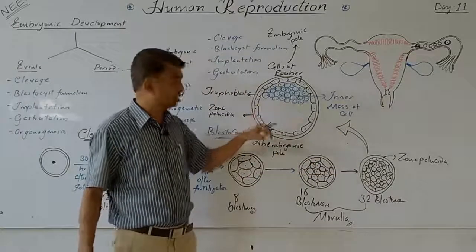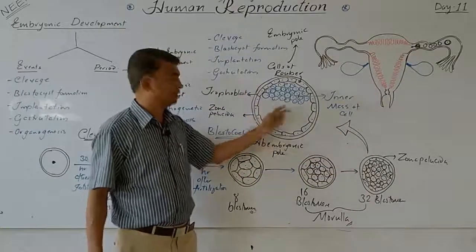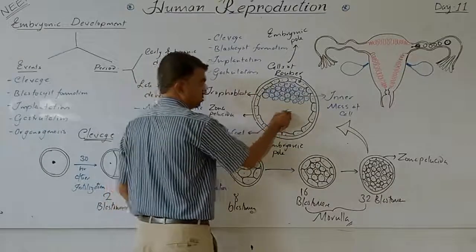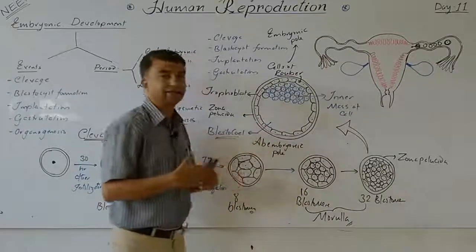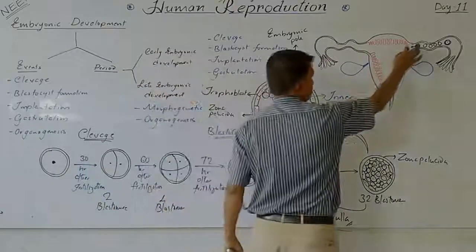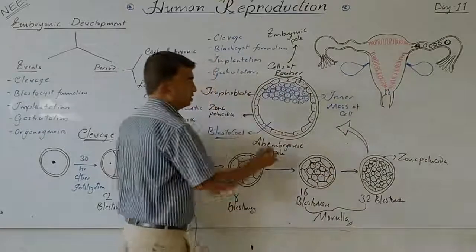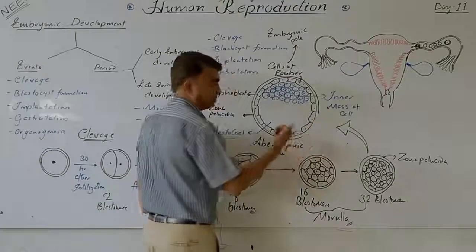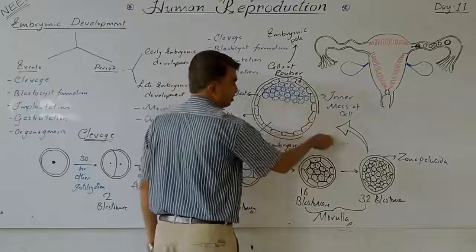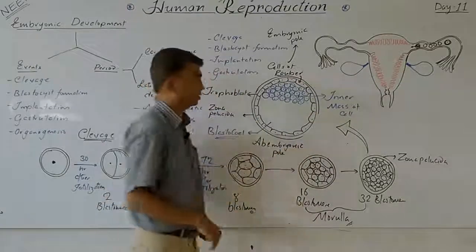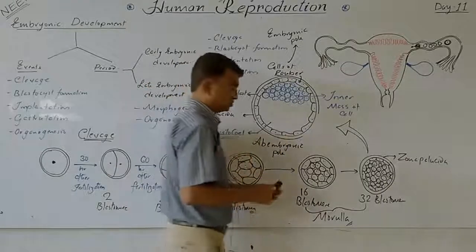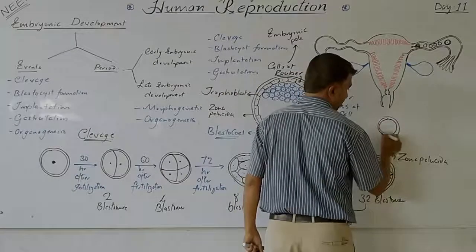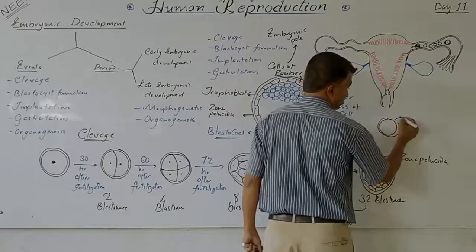This blastocyst is also present inside the zona pellucida, and its size is the same. But due to the accumulation of blastocoel fluid, it gradually exerts pressure till it reaches the uterine cavity. Now gradually the zona pellucida ruptures or becomes thin, and the blastocyst will come outside the zona pellucida gradually.